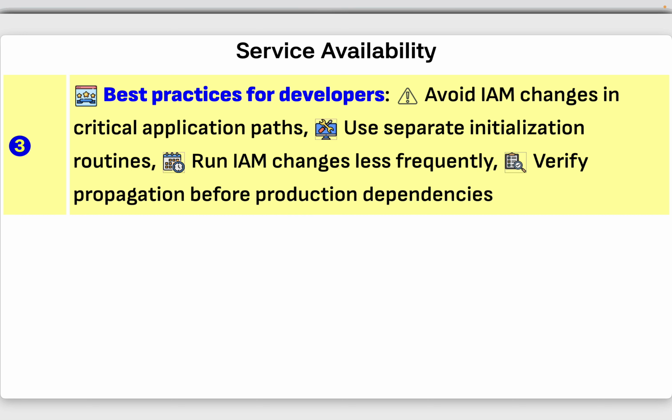AWS recommends following best practices when working with IAM, including avoiding IAM changes in critical, high availability code paths of your application, implementing changes in a separate initialization routine that runs less frequently, and verifying that changes have propagated before allowing production workloads or workflows to depend on them.